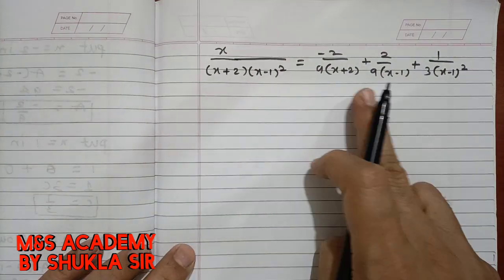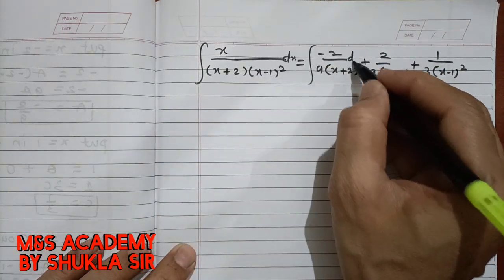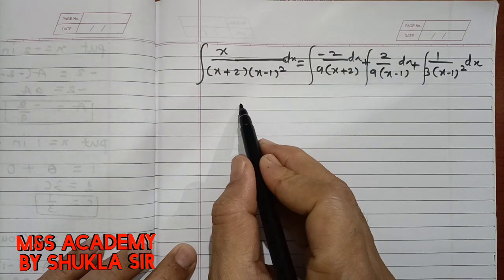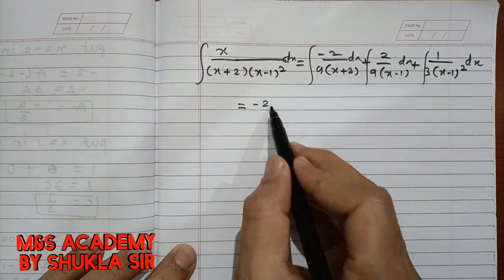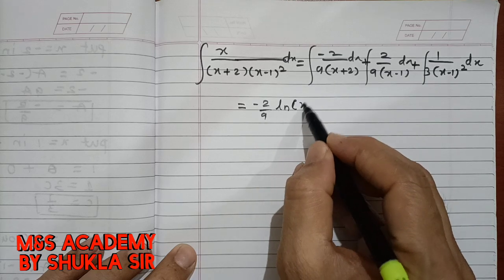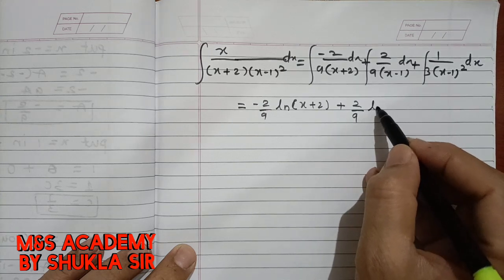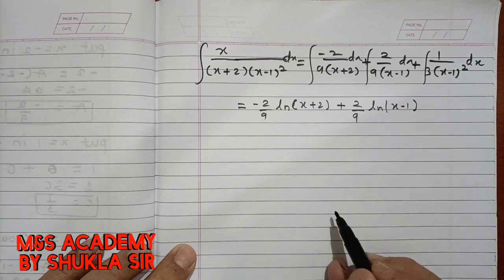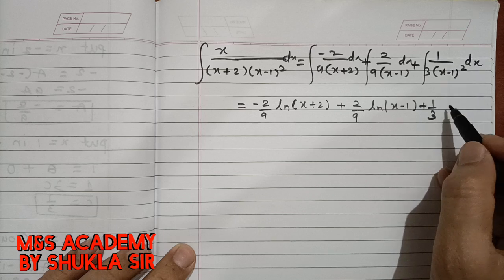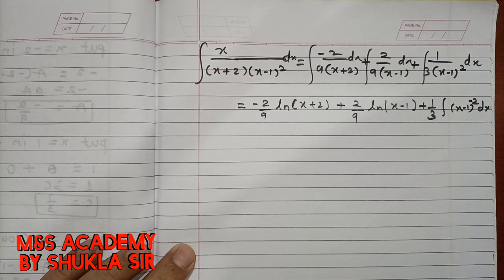So integration of this is the same as integration of this. So the integral of this dx is the same as the integral of this dx, the integral of this dx, the integral of this dx. Now here you can see this minus 2 by 9 is a constant, you can write it this way, and this is ln |x plus 2|, plus 2 by 9 is again a constant, so you can write ln |x minus 1|. And finally this 1 by 3 is a constant, this has power 2, so you can write (x minus 1) whole square but with a minus.